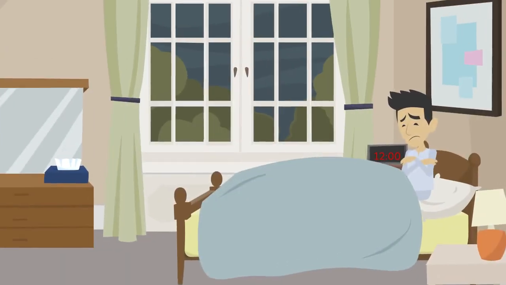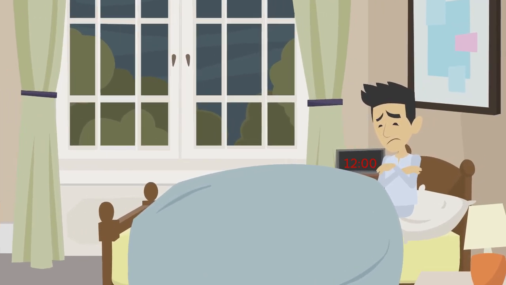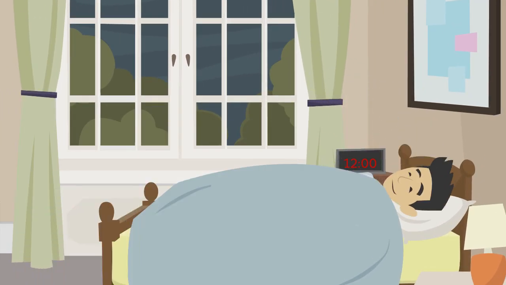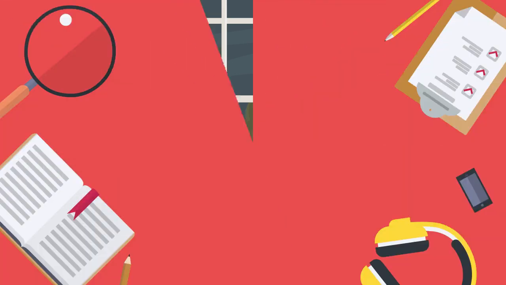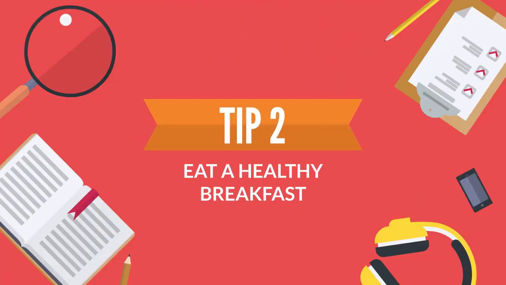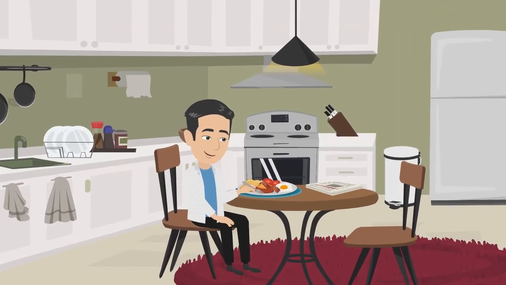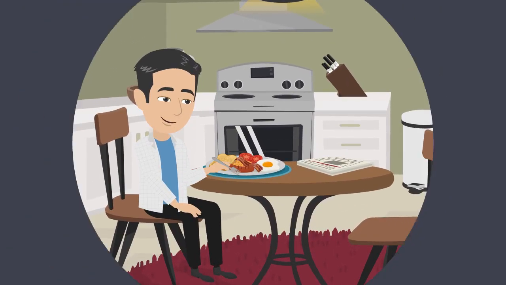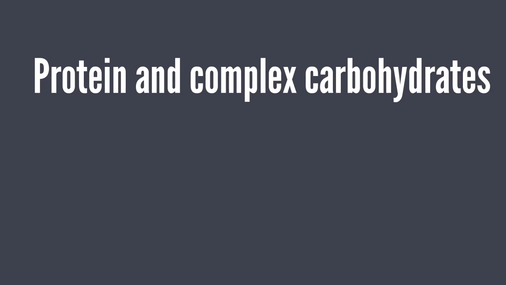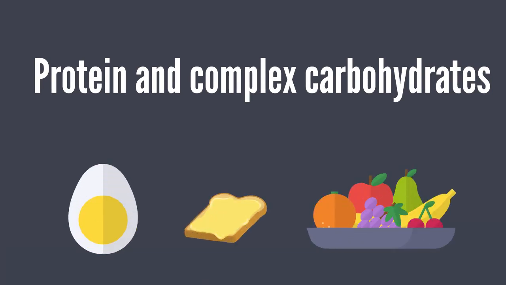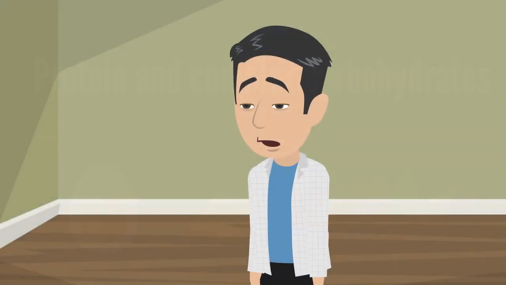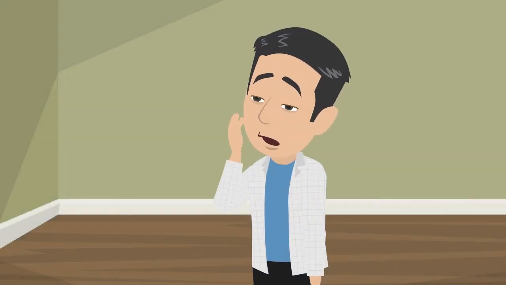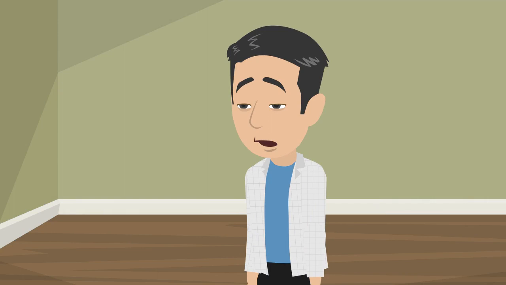Avoid staying up too late and try to maintain a consistent sleep schedule in the days leading up to your exam. Tip 2. Eat a healthy breakfast. Eating a healthy breakfast on test day will give your brain the energy it needs to perform at its best. Choose foods that are high in protein and complex carbohydrates, such as eggs, whole grain toast, and fruit. Avoid sugary or fatty foods, as these can cause a crash in energy later on.